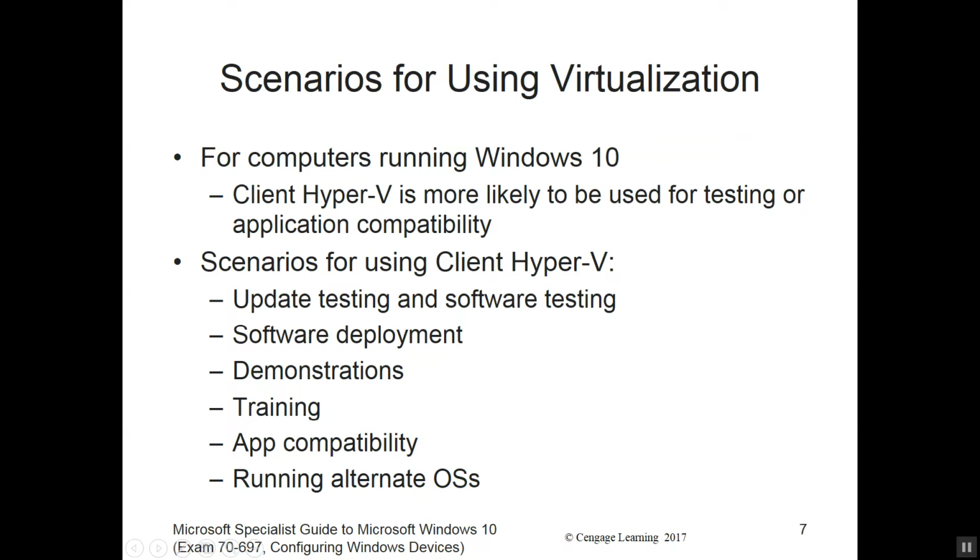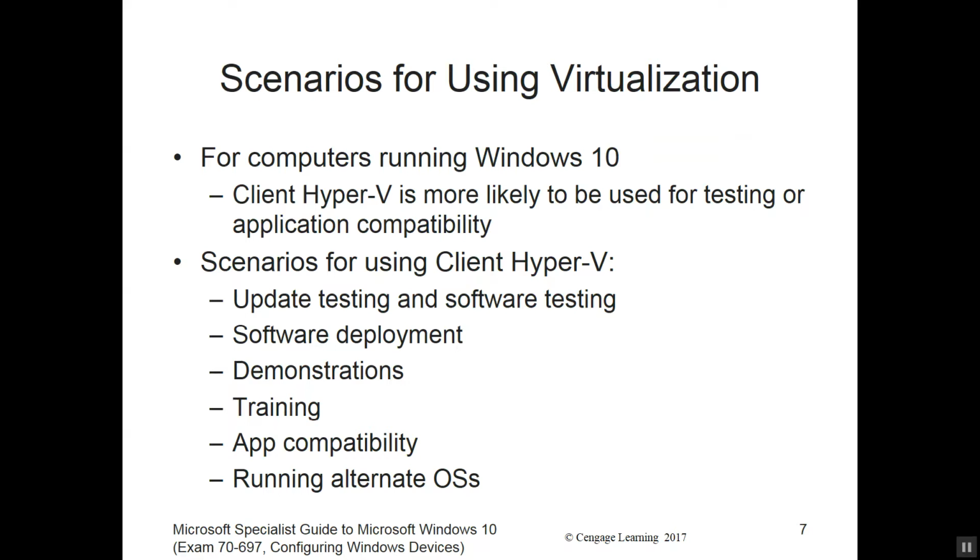Now, we've got scenarios for using virtualization. For computers running Windows 10, Client Hyper-V is more likely to be used for testing or application compatibility. With Client Hyper-V, we can do update testing and software testing, software deployment, demonstrations, training, app compatibility, and the big one is running alternate operating systems. We can run an instance of Windows Server 2016 virtually on Win10 using Hyper-V and creating a virtual machine.